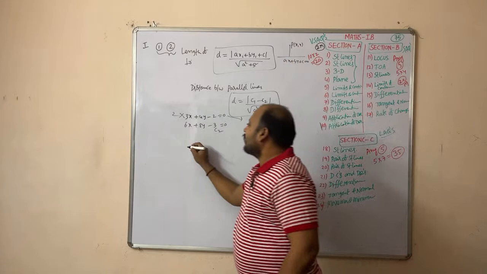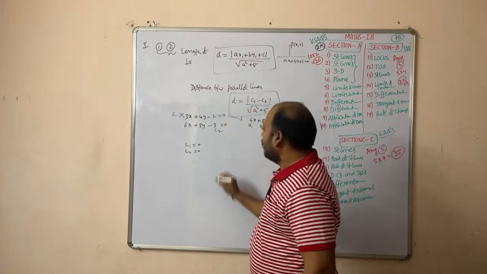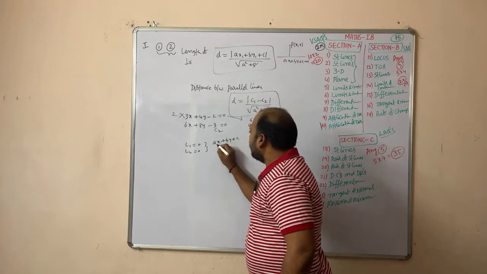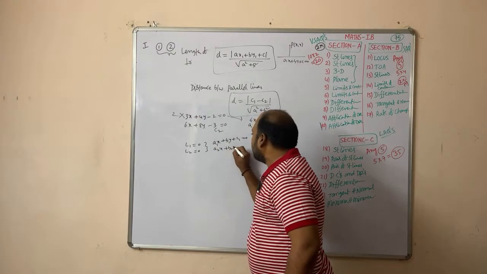After that, they will give two lines, L1 equal to 0. When the lines are in this form, ax plus by plus c, or a1x plus b1y plus c1, a2x plus b2y plus c2.